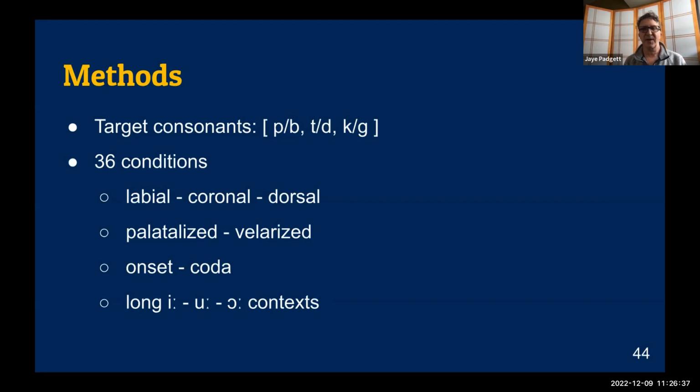The target consonants were the stops shown here. We varied voicing, not as a factor, but opportunistically, just so that we could have real words in all conditions. We have reason to assume, based on prior work, that this difference in voicing or aspiration doesn't have a big effect on how palatalization is realized. So we varied place of articulation, labial, coronal, dorsal, whether it's palatalized or velarized, whether it's onset or coda, and we had three vowel contexts, intending to be basically like e, u, a, but these are the long vowels, and in the case of Irish, the long a is more like aw.